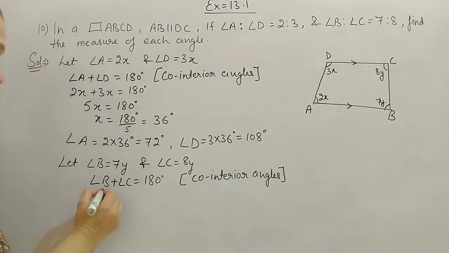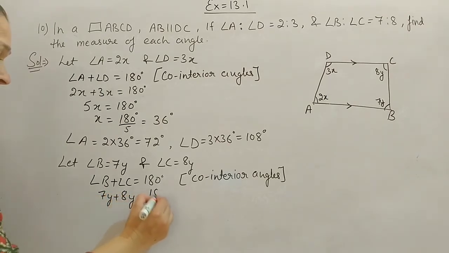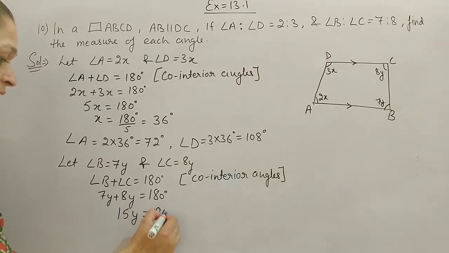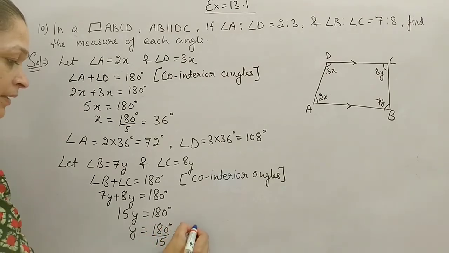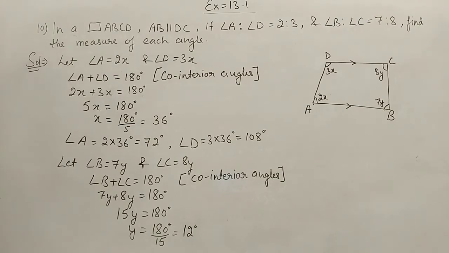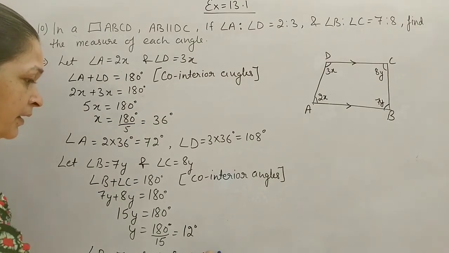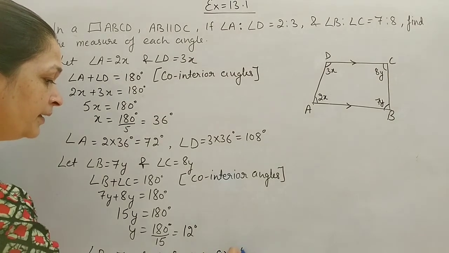So 7y plus 8y is equal to 180 degrees. 15y is equal to 180. So the y value will be 180 by 15, 12 degrees. Now we can find out the angles. So angle B will be 7 into 12, 84 degrees, and angle C will be 8 into 12, 96 degrees.